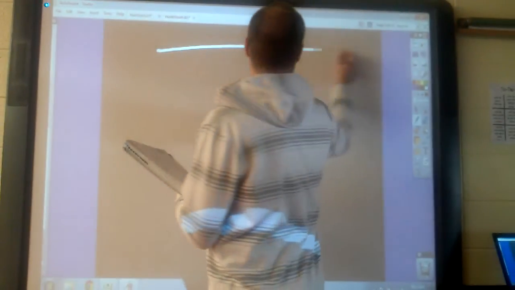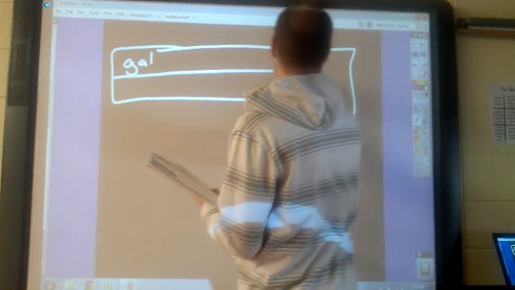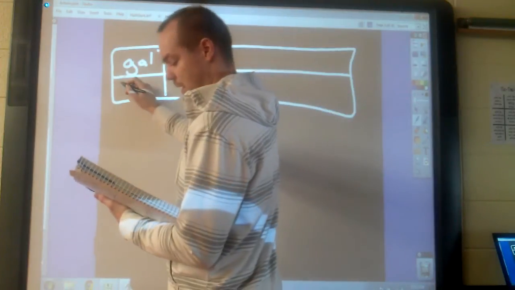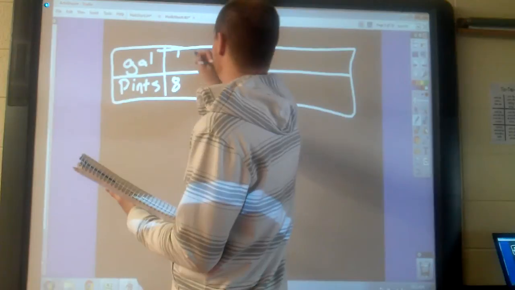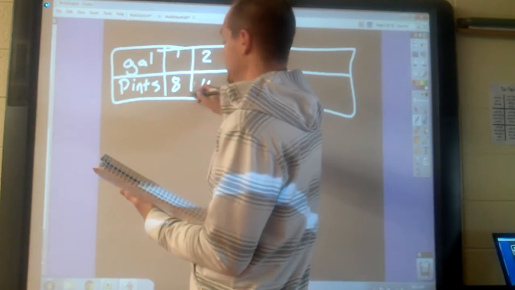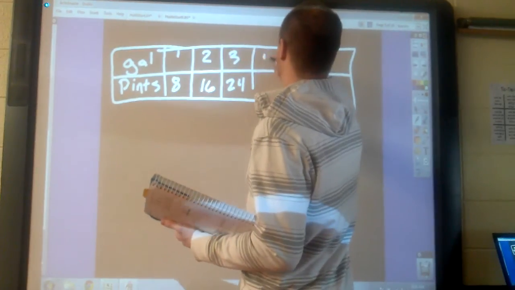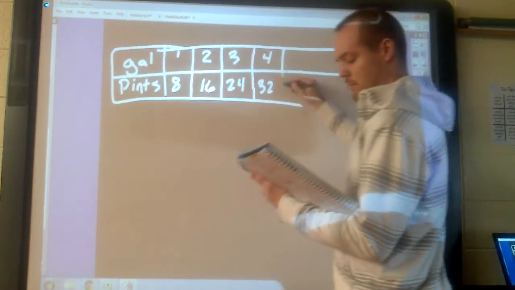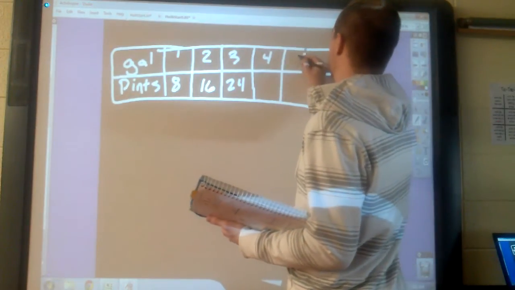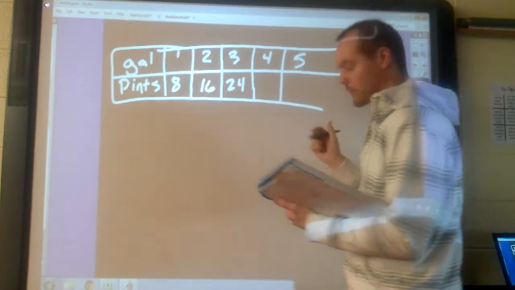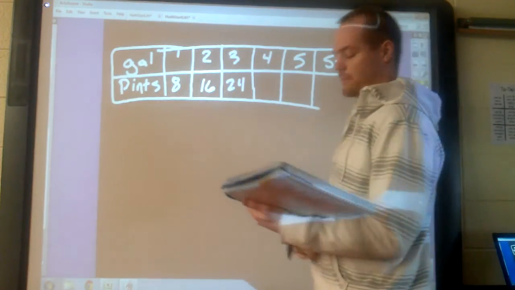It shows a table, and on that table it's got 2 rows. The rows are labeled gallons and pints. They show 1 gallon is 8 pints, 2 gallons is 16 pints, 3 gallons is 24, 4 is 32. And they don't tell us 4 and 5, they're trying to get us to figure out. They also ask us at the end what 5.5 gallons is.